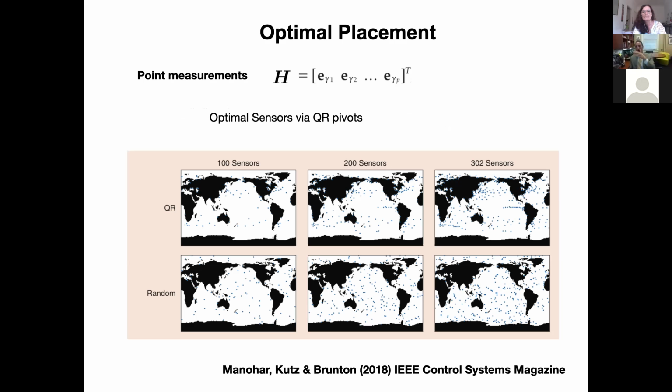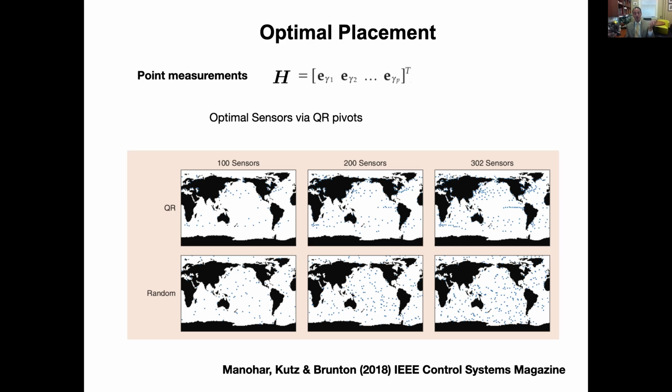On the top row, if I take that sea surface temperature data, if I use this QR algorithm with 100 sensors, 200 sensors, or 300 sensors, you can see how the sensors get placed. There's a structure to how they're being placed. So for instance, look at the 300 sensors. Do you see that bunch of sensors that get placed off of Peru, Ecuador there? This is basically the El Nino. Those sensors are there to pick up El Nino.